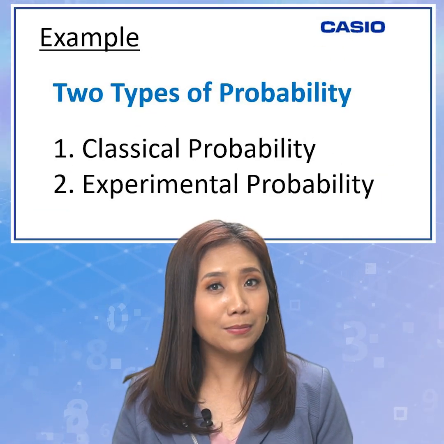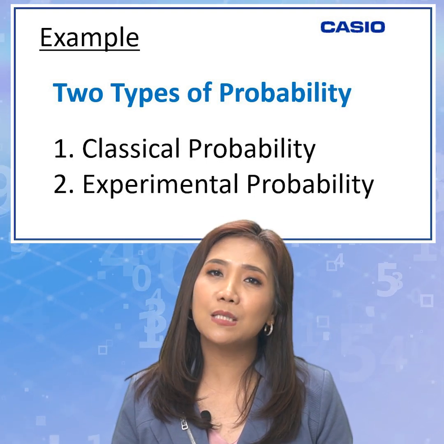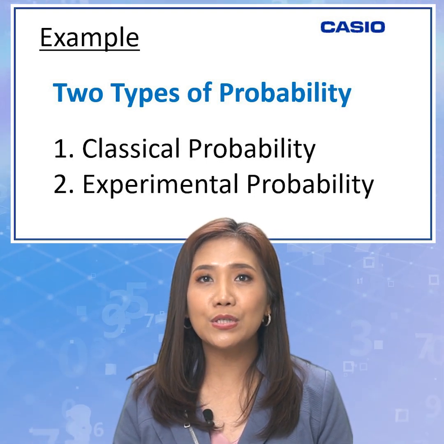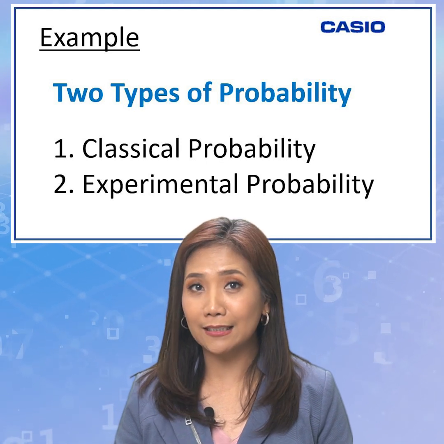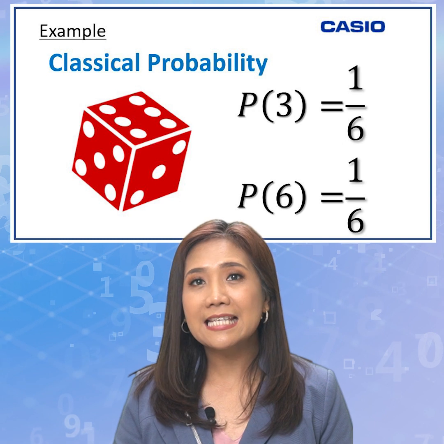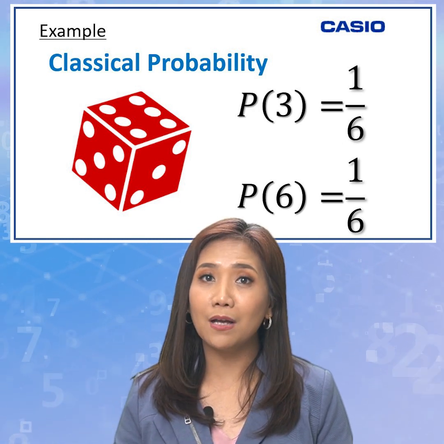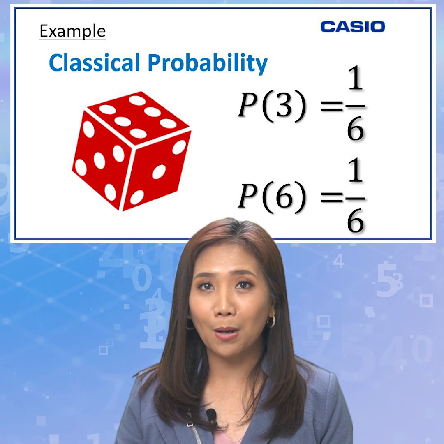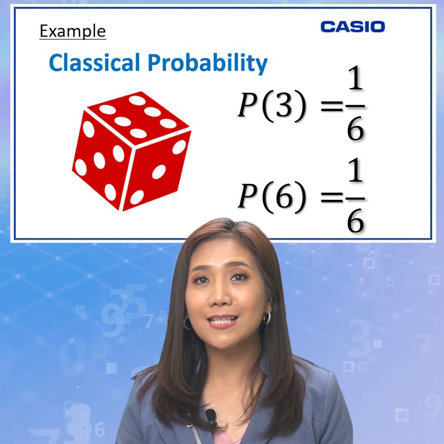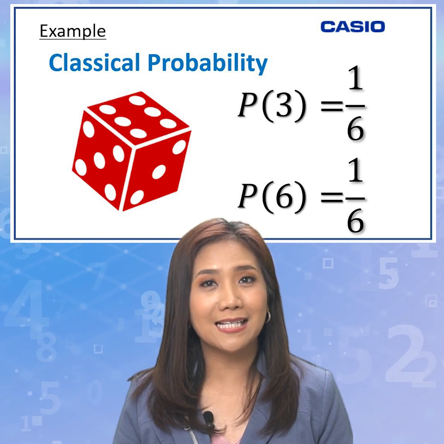There are two types of probability. The classical probability, where all outcomes have equal chance of occurring, and the experimental probability, whose outcome is based on actual data from an experiment. Let's focus on classical probability. Since in classical probability there is an equal chance for the outcome, when we roll a die, the probability of getting a 3 is 1/6, and the probability of getting a 6 is 1/6 as well.